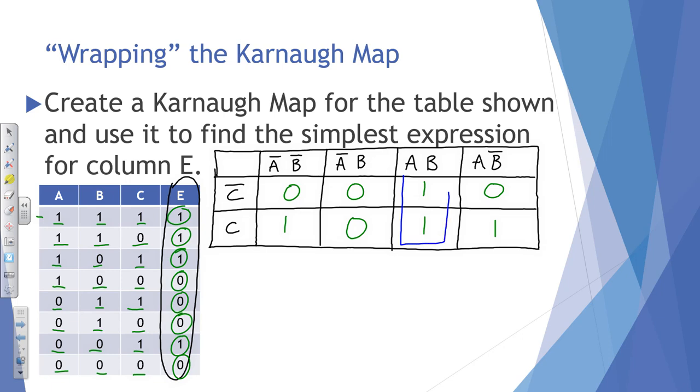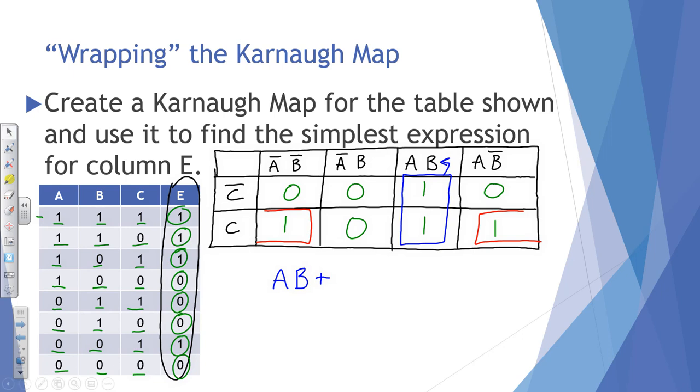We can see that we have these two ones grouped together. And along with that, we have a 1 over here, which we can wrap around and group with the 1 over there. Now, what do those groupings have in common? The ones in blue have in common the fact that they are in column AB. So there's the first term in our expression.